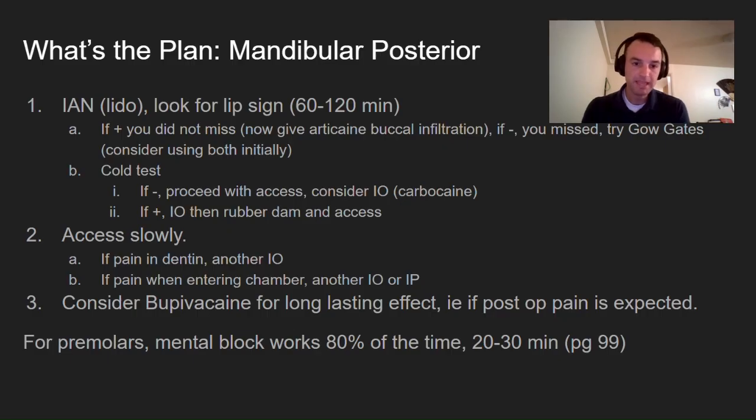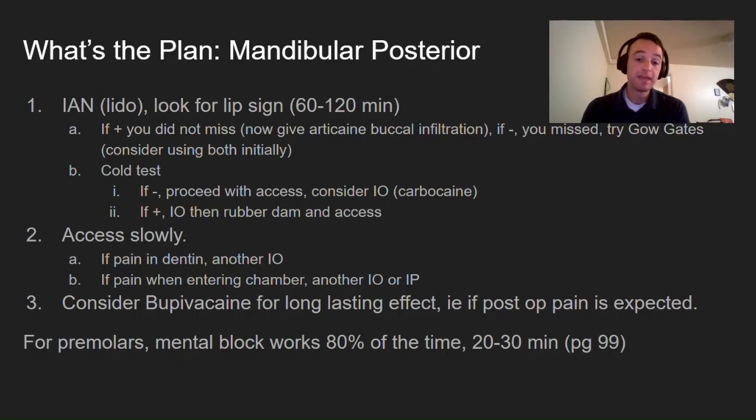something else is telling me it may be difficult to keep them numb. If they're still feeling the cold test at this point, I'm going to give them an IO before I put the rubber dam on. Then I access, take it easy. If I get into the dentin and they're feeling it, give an IO. So remove the rubber dam or pull it off to the side and give the IO.